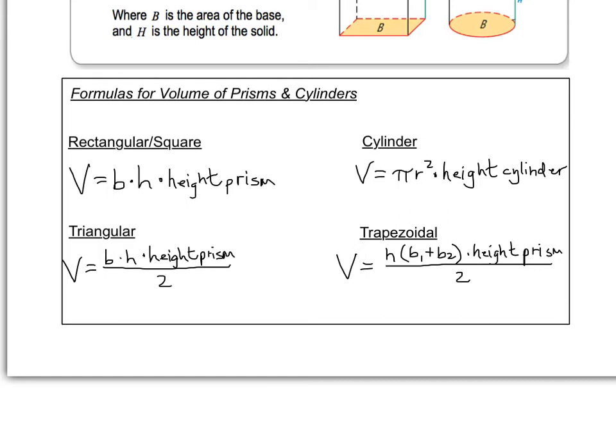For the cylinder, you're taking the area of the circle, which is the base, times the height of the cylinder. Pi r squared times the height of the cylinder. And then finally, for the trapezoidal prism, the volume is the area of a trapezoid, which is height times base 1 plus base 2 divided by 2. And then you're going to take that times the height of the prism. So height times base 1 plus base 2 times the height of the prism, divided by 2.